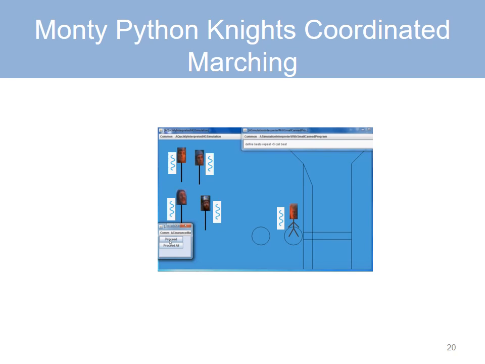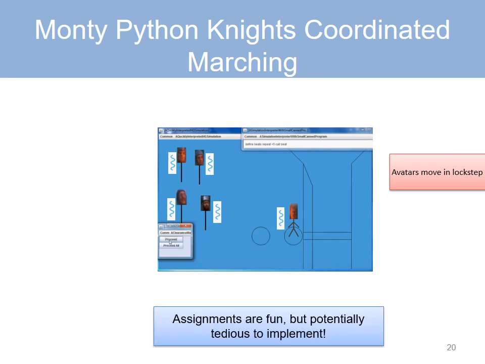So this is the last project in a series of assignments students do, and they're pretty happy when they get this part working, and it's not easy to get this part working. So avatars move in lockstep. Making students implement these assignments, they're fun. Okay? Especially if you like Monty Python in this project.